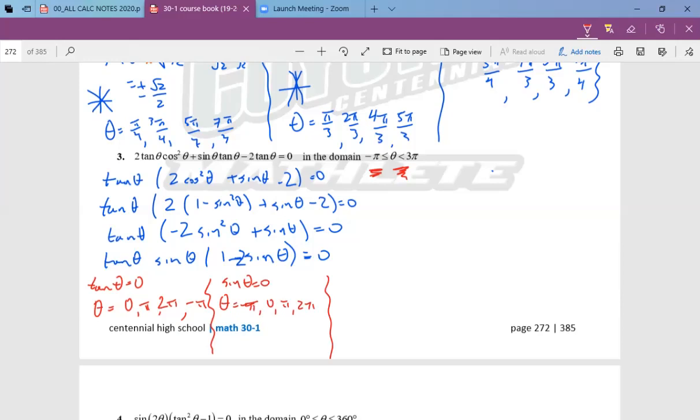Our third piece, 1 minus 2 sine theta equals 0. Sine theta is equal to 1/2. And where does that happen? Sine theta is equal to 1/2. It's here and here. So theta is equal to pi over 6. Also 5 pi over 6.